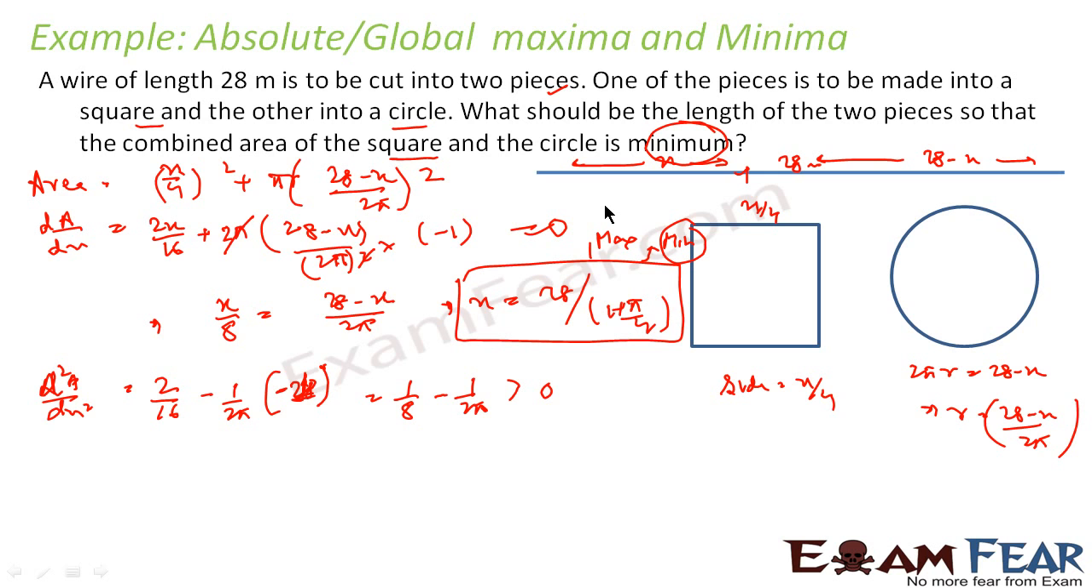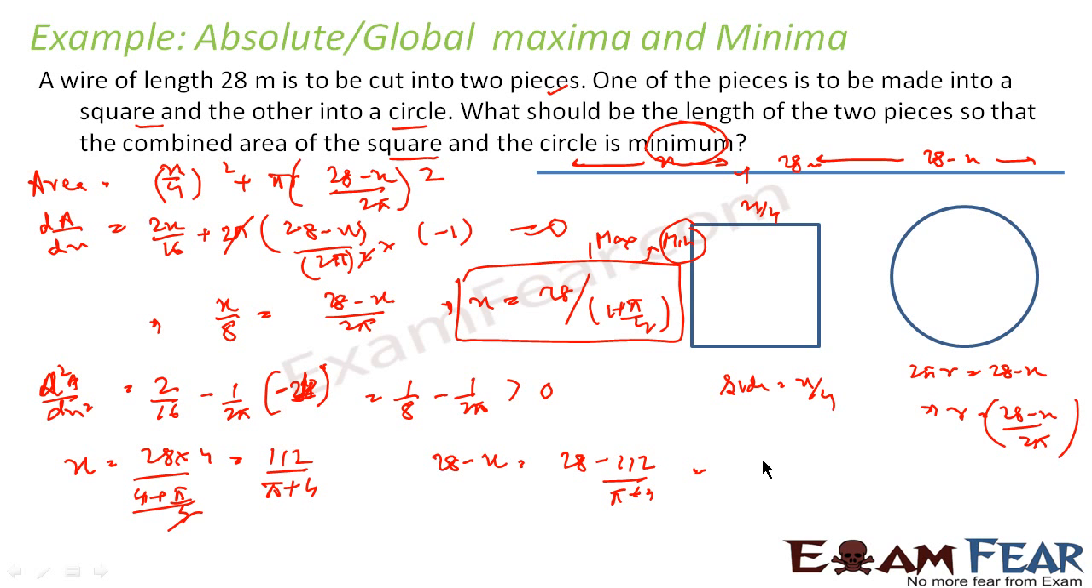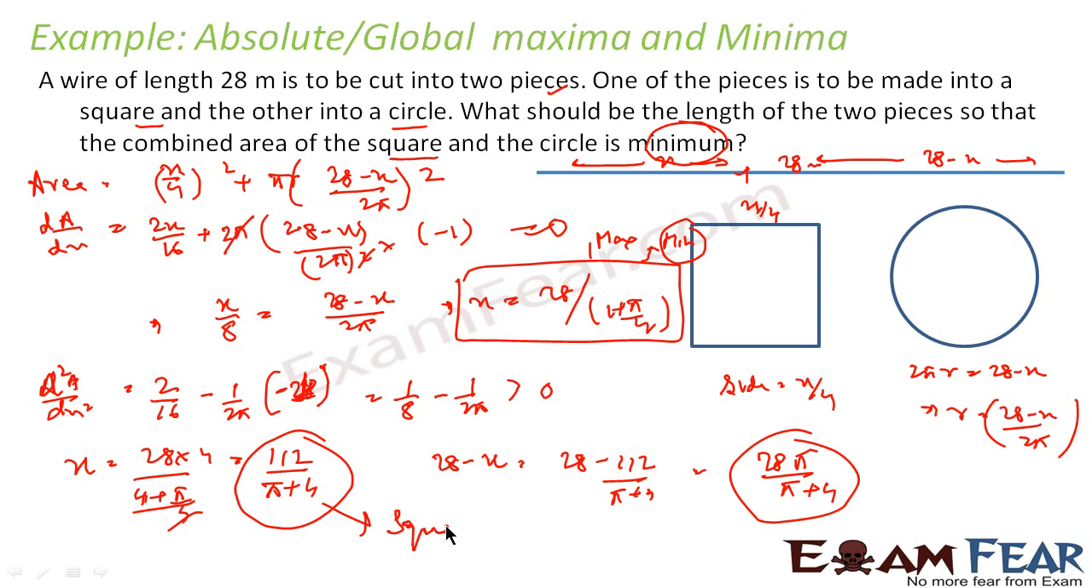So my value of x I know. The length of the wire is nothing but this x and 28 minus x. Correct? So the value of x is 28 by (1 plus pi by 4). Let's put this like this. This becomes 4, so I'll multiply by 4 here. So this becomes 112 by (pi plus 4). This is the value of x, and 28 minus x is nothing but 28 minus 112 by (pi plus 4). If you solve that, it comes out to be 28 pi by (pi plus 4). So the length of the wire is this and this, where this is for the square because x was for the square, and this is for the circle.